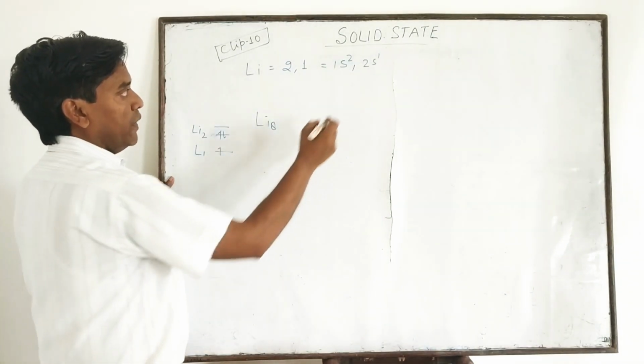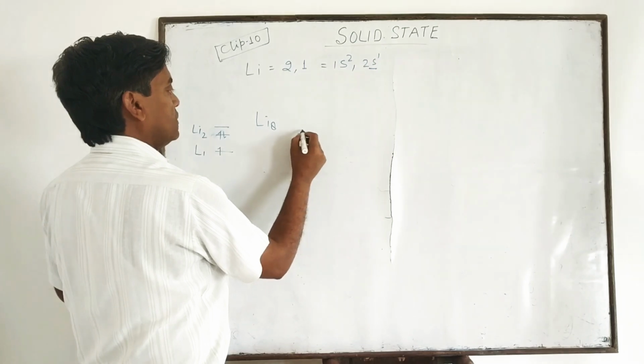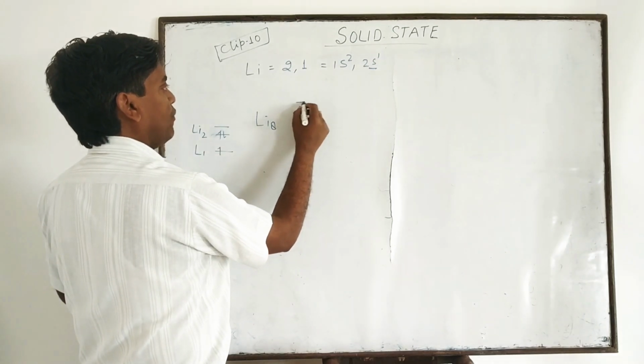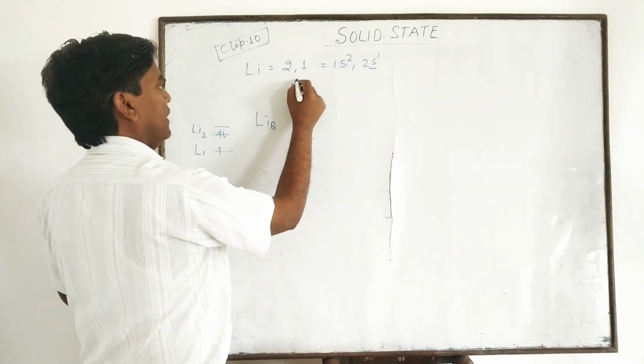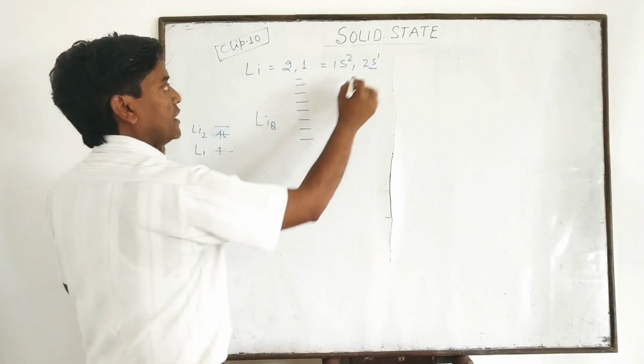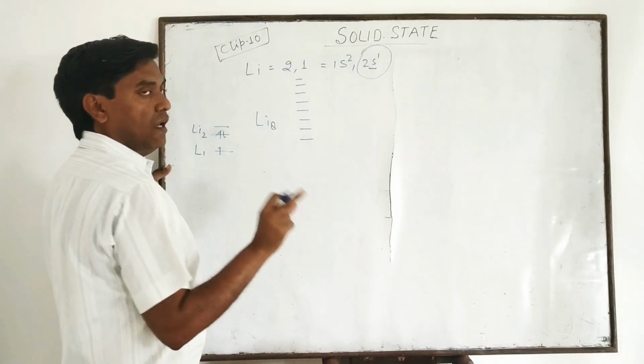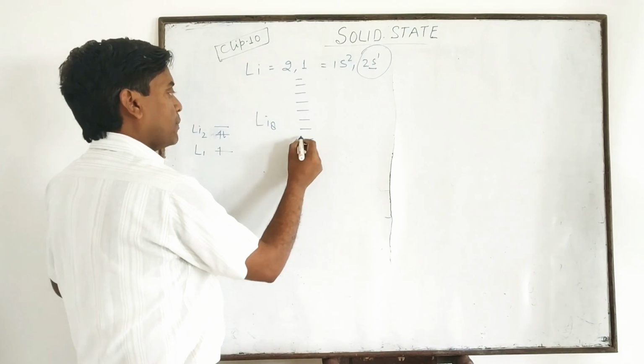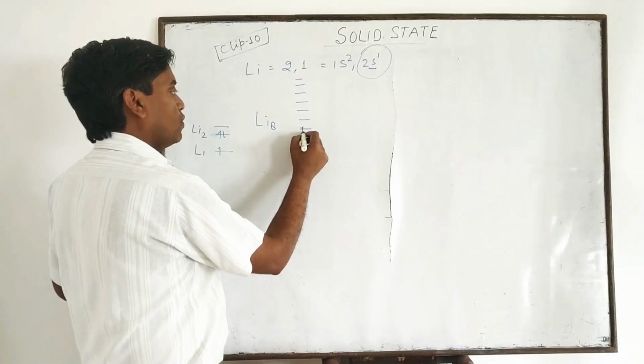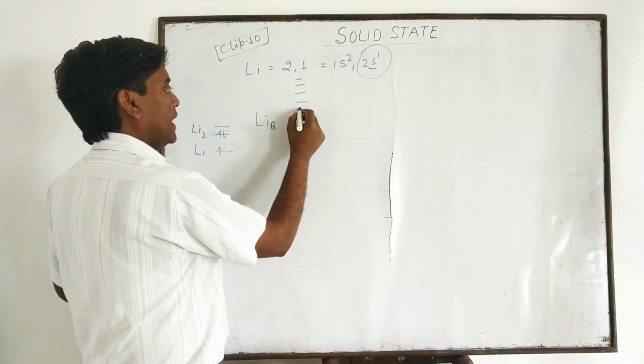If I am saying Li8, how many 2s orbitals are there? 1, 2, 3, 4, 5, 6, 7 and 8. And how many electrons are there? 8 electrons. And you know well, in one atomic orbital, how many electrons are possible? 2, 4, 2, 6 and 2, 8.